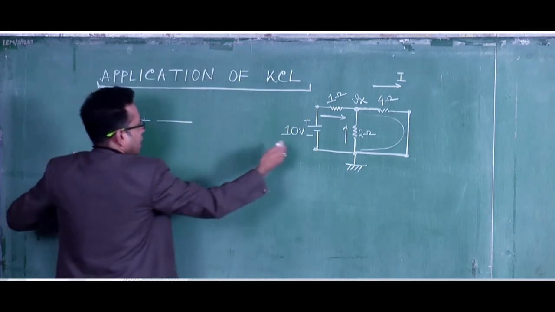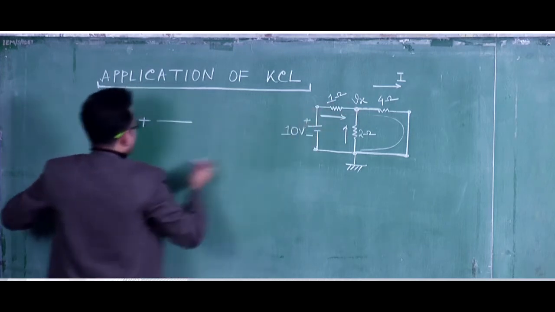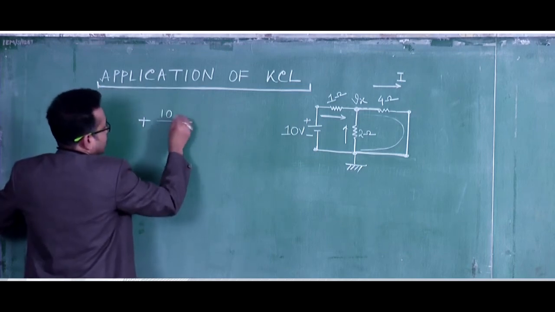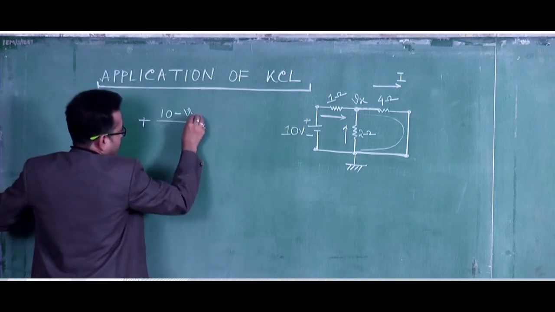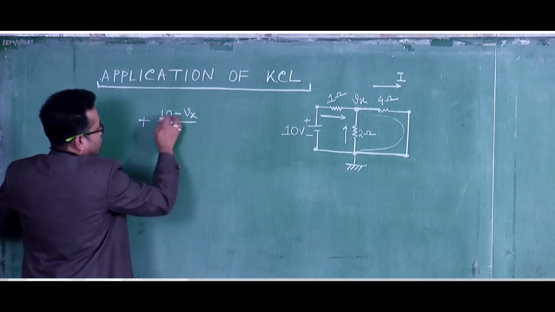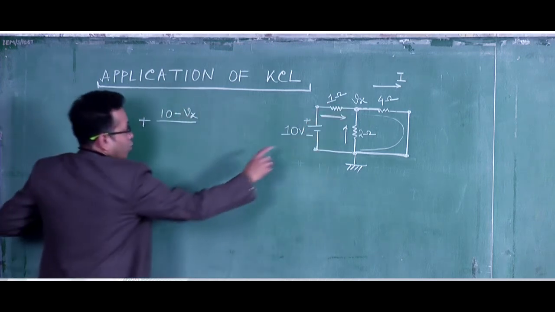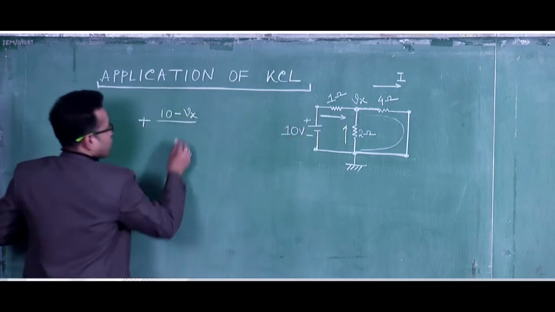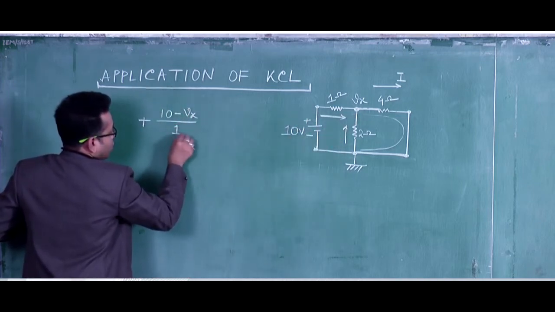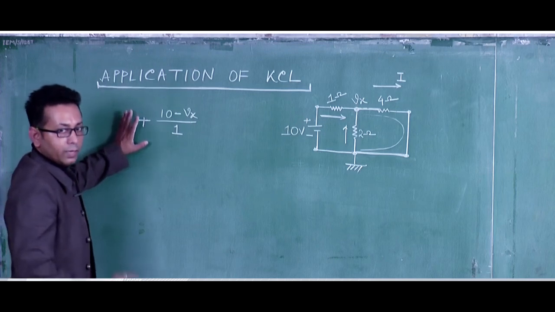Because we have considered current is generating from this source, that is why 10 volt will be greater than that of Vx. This is the potential difference divided by this impedance, which will give you the current which is flowing through this branch. This impedance or resistance is 1. Is that clear? Any doubt?